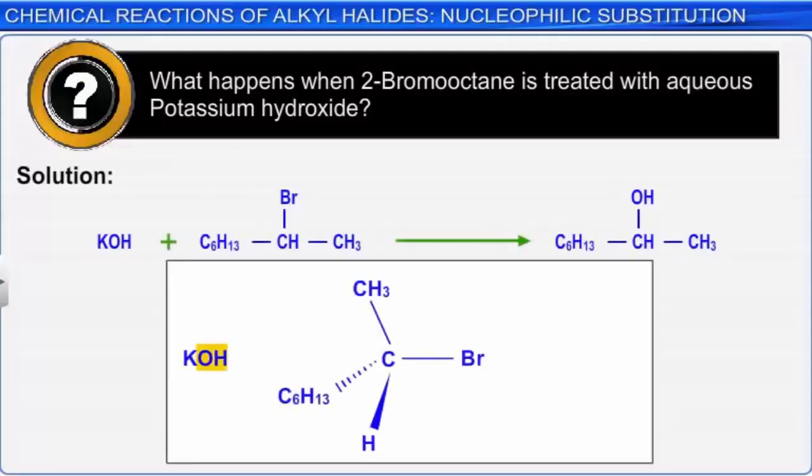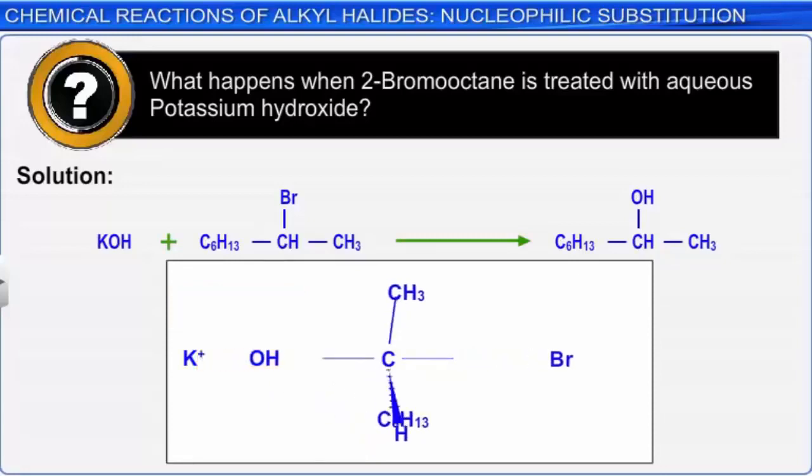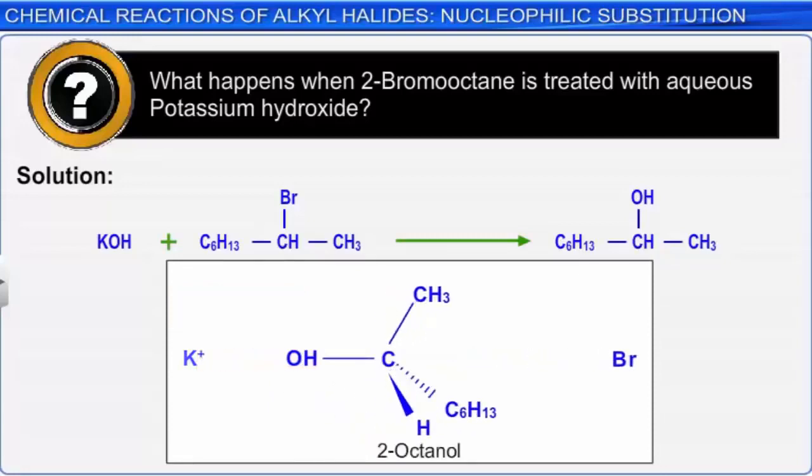The hydroxide ion is the nucleophile. See how it approaches the carbon atom from behind. Notice the inversion of configuration as the hydroxide ion pushes the bromide ion out to make 2-octanol.